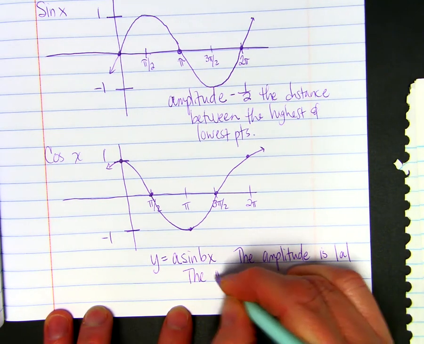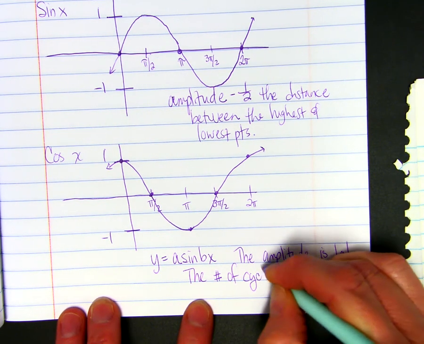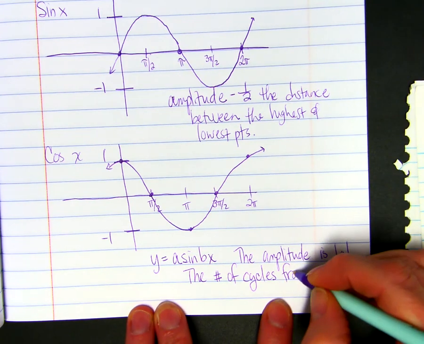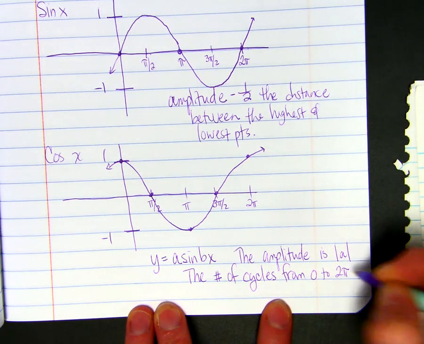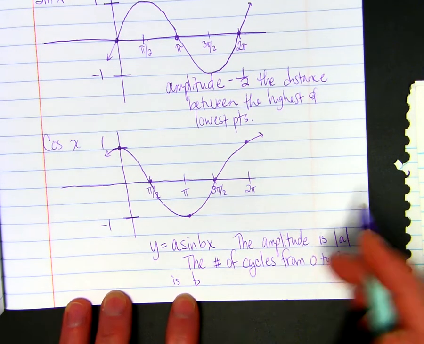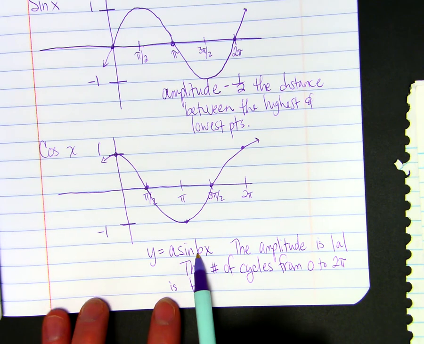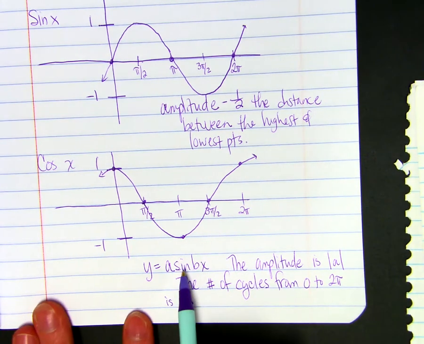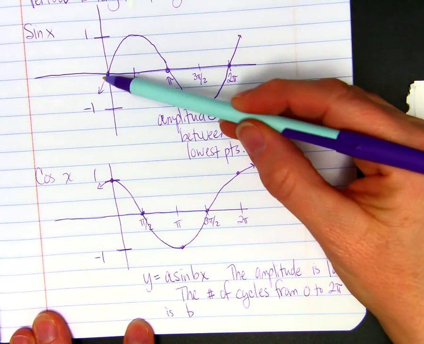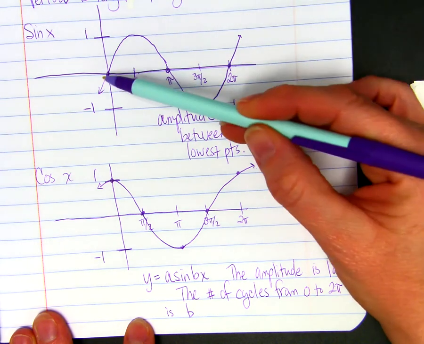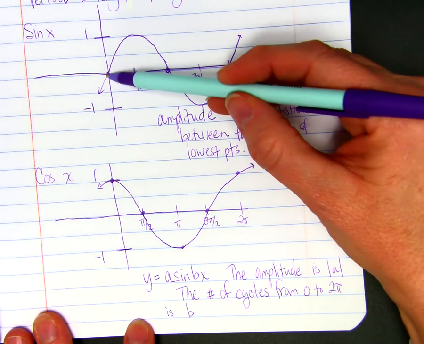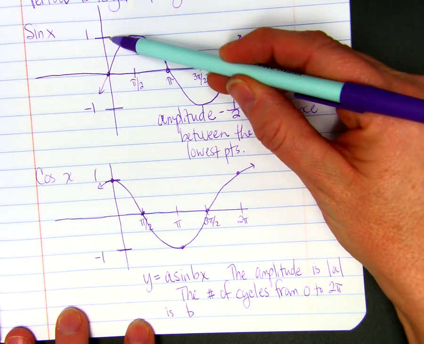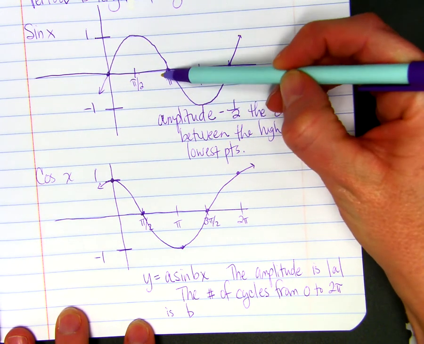The number of cycles from 0 to 2 pi is b. So if you have a number in here, then your whole function can get smaller, closer together, or further apart. So for instance, if I had sine 2x, I'm going to have 2 of these cycles between 0 and 2 pi. That means I'm going to have to come up, cross through pi halves, down, go back, and then go again.